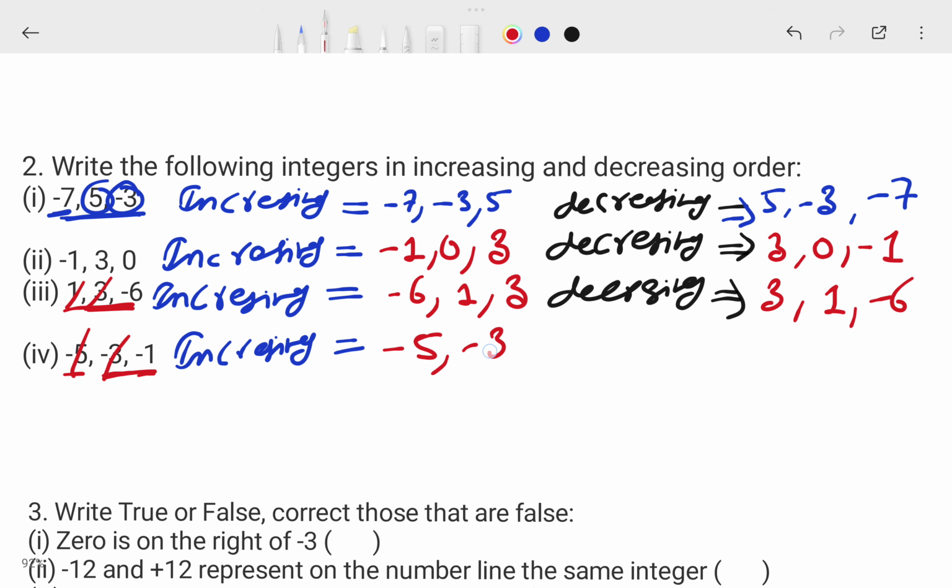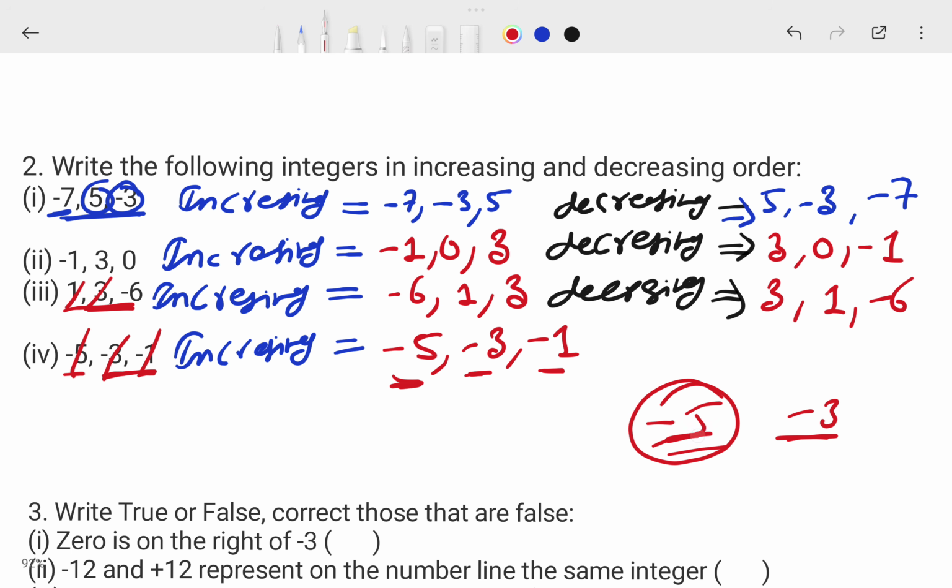Now -3 is smaller. After -3, it is -1, so write -1. Actually, in negative numbers it looks like that only. Increasing means we have to start from the smaller number to the bigger number. So here -5 is the smallest, -3 is bigger, -1 is bigger still. If you compare -5 and -3, which is smaller? -5 is smaller. Which is greater? -3 is greater.